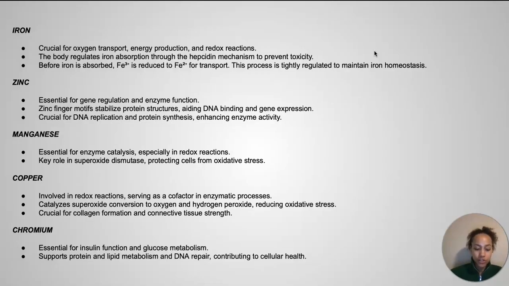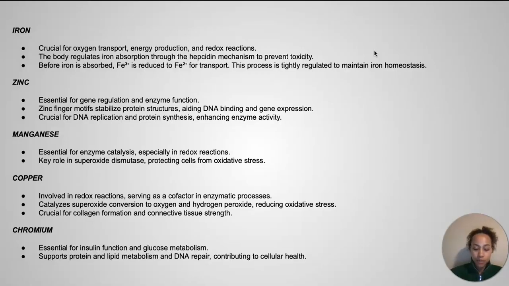Zinc is essential for gene regulation and enzyme function. Zinc finger motifs stabilize protein structures, enabling DNA binding and gene expression regulation. Zinc finger motifs are crucial structural elements in proteins. They help stabilize the protein's conformation.